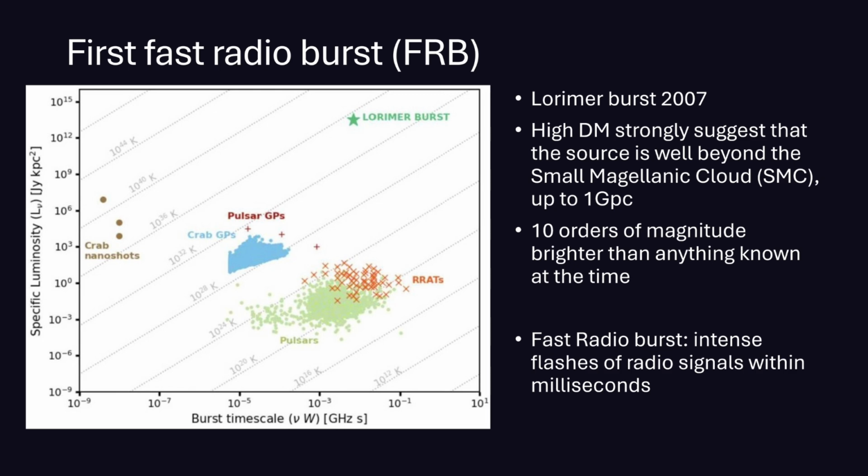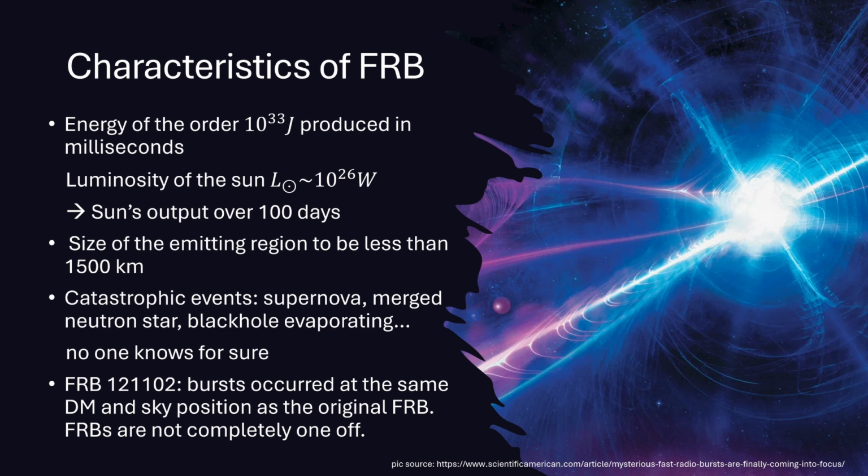In astrophysics, brightness is directly linked to energy output. Take the first confirmed fast radio burst as an example. It released 10 to the power of 33 joules in just a few milliseconds. That is the total amount of energy that our sun can produce in 100 days. Also, the size of the region where such a thing happened was rather small. Therefore, they are believed to be catastrophic even on an astronomical scale, and can only be produced by some extreme objects such as neutron stars or black holes.